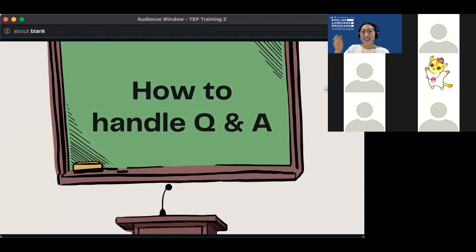All right, so the third section I'd like to talk about is how to handle questions and answers from the audience. Sometimes in our presentations that we have our students do, we require that the students answer some questions from their classmates. Now, I like to actually give a specific formula for students on how to answer these questions.